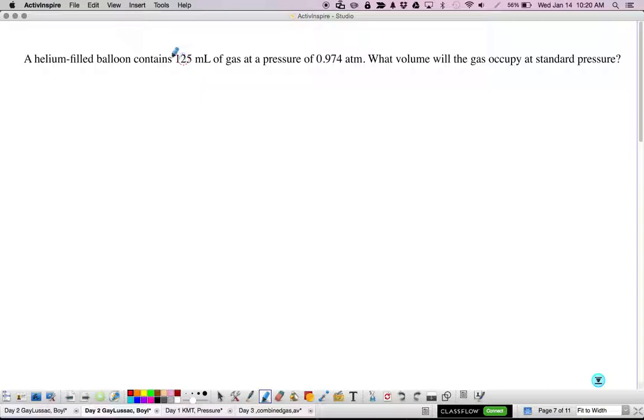So first thing I'm going to find is the volume. And here's my other volume. What volume? So this is V1, and this is V2, and this is what I'm trying to find. Here's my pressure, 0.974 atmospheres. And here's another one, standard pressure. So this is P1, and this is P2.